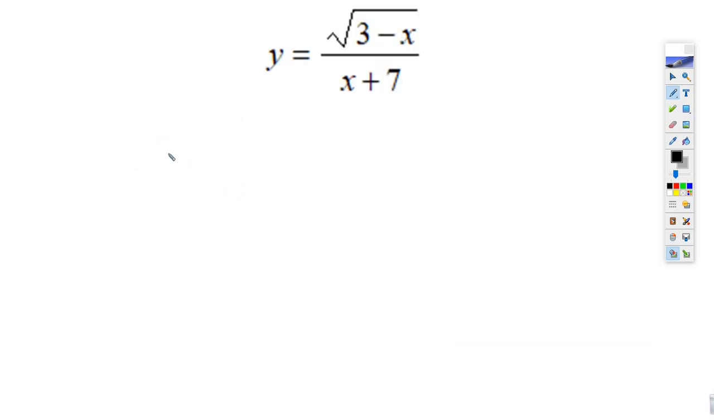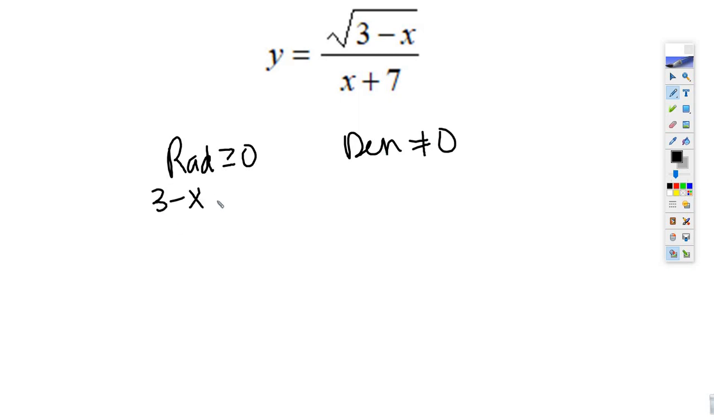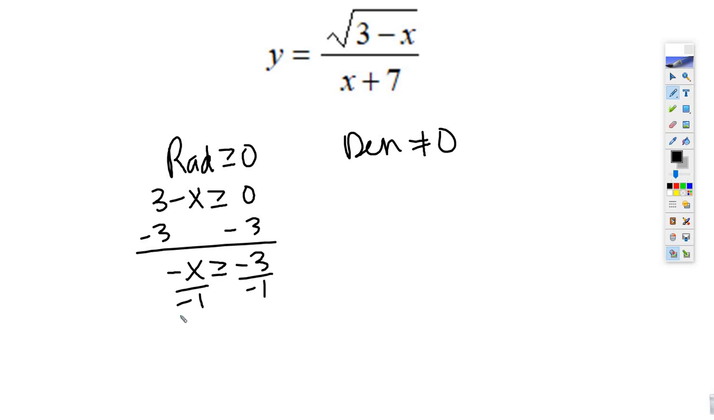Same scenarios. So my radicand, because I have a square root, has to be greater than or equal to 0. My denominator cannot be equal to 0. So my radicand, 3 minus x is greater than or equal to 0. I'm going to subtract 3. So I have negative x is greater than or equal to negative 3. Divide by negative 1. So don't forget that when you divide by a negative that you have to flip the sign. So I have x is less than or equal to positive 3.